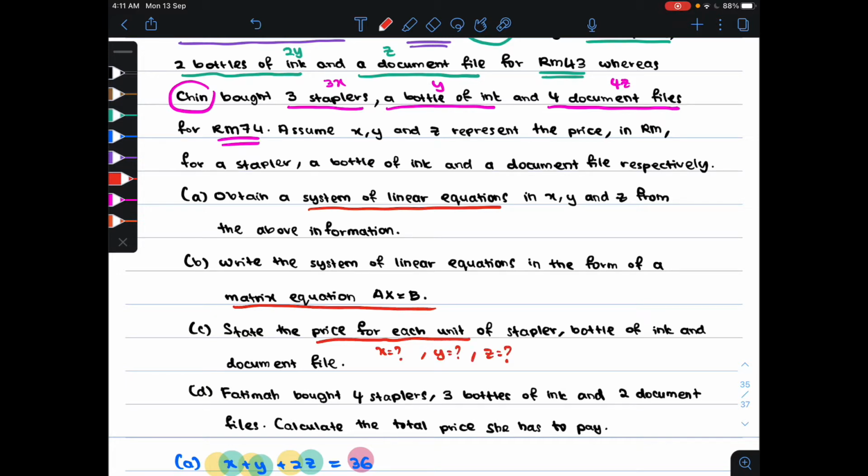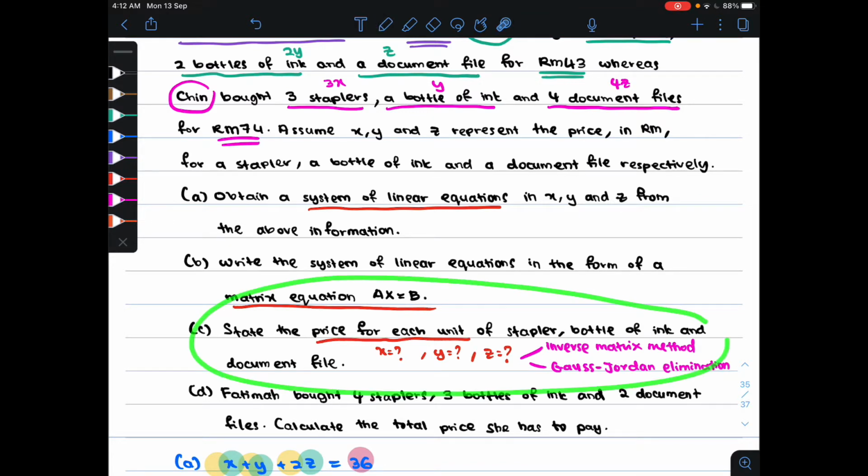So, the moment you need to find the unknown, which is X, Y, and Z, this means that you need to either use inverse matrix method or Gauss-Jordan elimination. So, kalau kita tengok pada soalan kita, dia tak spesifik pun pada kamu kena guna inverse matrix method ataupun Gauss-Jordan elimination. Selalunya, kalau kamu kena guna inverse matrix method, maksudnya mesti kamu pernah cari inverse matrix, which is A inverse.